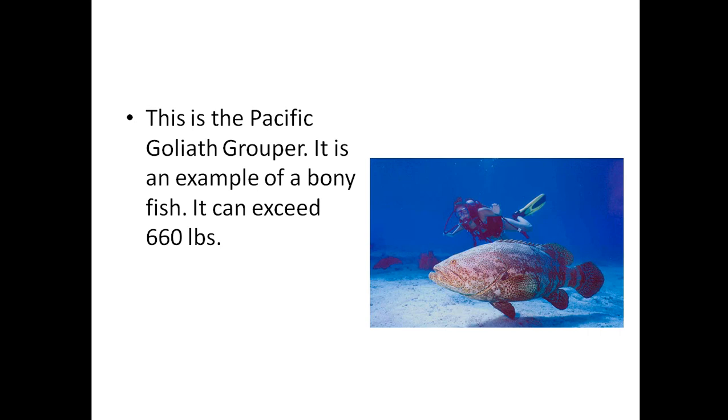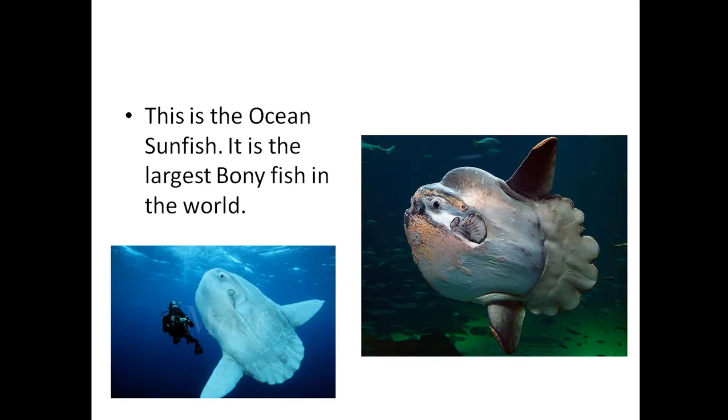To give an example, this is a Pacific Goliath grouper. It is an example of bony fish, and it can contain a large amount of air inside its chambers, and it can weigh up to 660 pounds. This is another example, because when I say bony fishes, you may misunderstand that with the shape. So that's why, see, even bony fishes can be of different shapes.